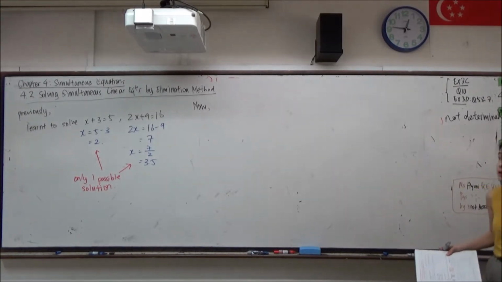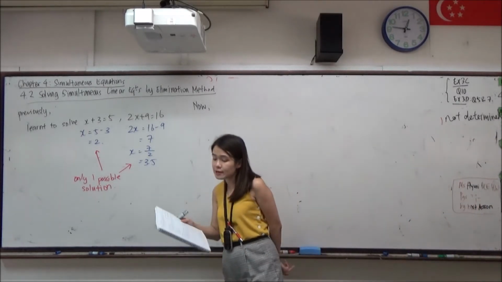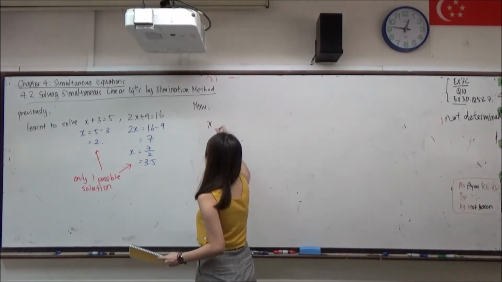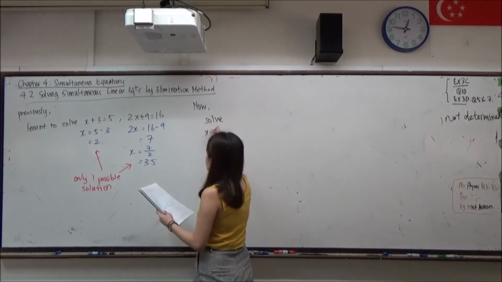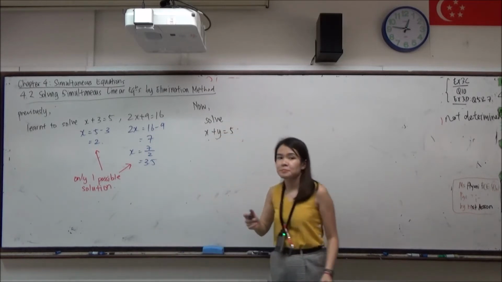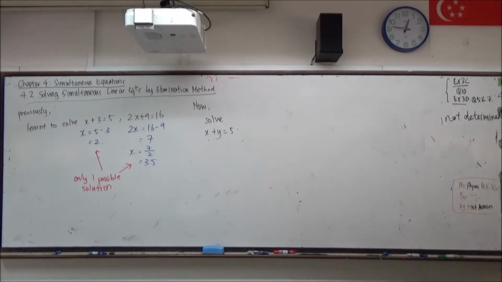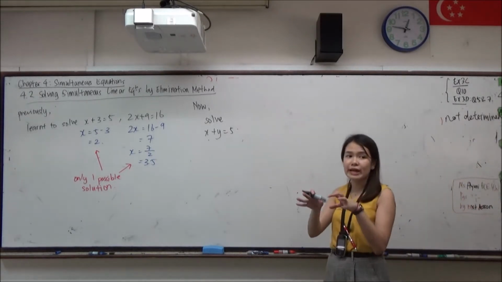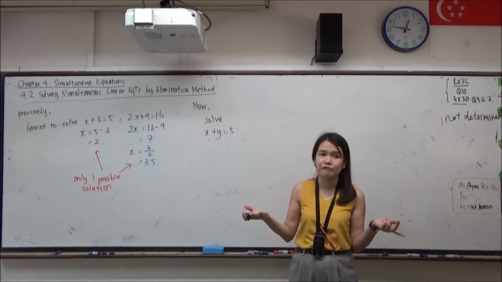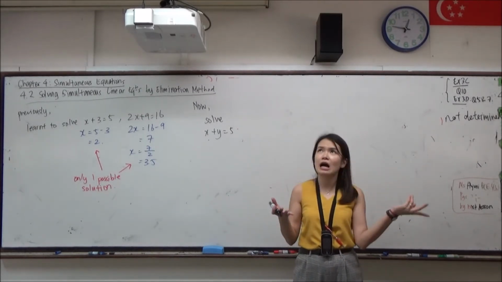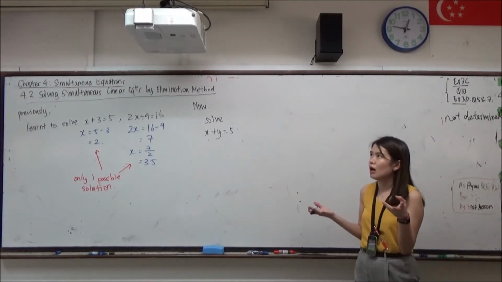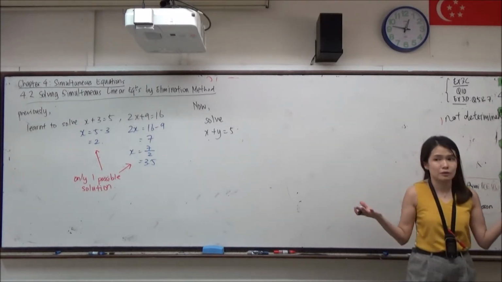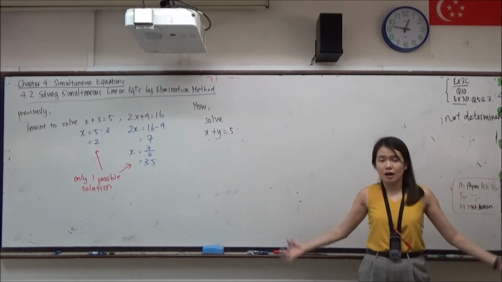Now that we have already learned how to solve all this, how about if I want to solve things like x plus y equals 5, whereby we have two unknowns, x and y? There are many possibilities whereby two numbers add together to become 5. I can have 1 and 4, 2 and 3, 1 and a half and 3 and a half, 1.2 and 3.8 as well. In fact there are many possibilities.